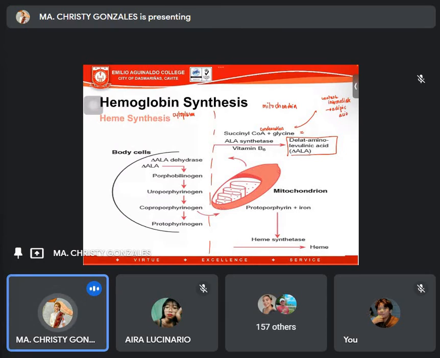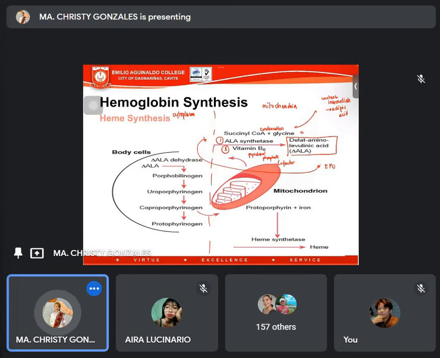Again, if you don't have a cofactor, ALA synthase will not function, and we will not have condensation. Another factor is the EPO. The EPO also influences the action of your ALA synthase. Why? Because if you don't have EPO, no heme synthesis, no hemoglobin synthesis, no maturation of RBC. So EPO also affects the condensation of succinyl-CoA and glycine to delta aminolevulinic acid.